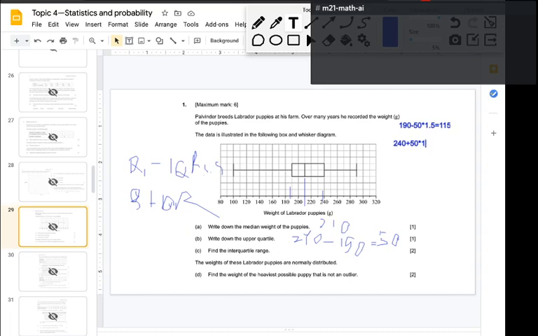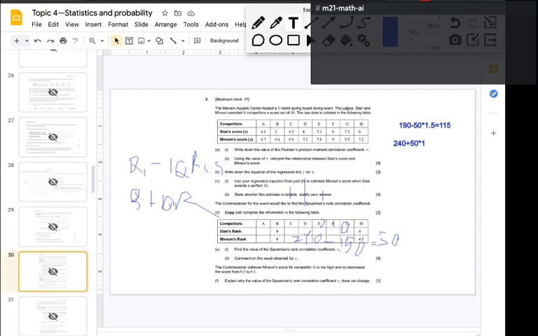The weight of the heaviest possible puppy that is not an outlier. So since you're asking for the heaviest possible weight that is not an outlier and none of these points pass the outlier area, that means that the heaviest puppy that is not an outlier is 290 grams. Yeah, okay. Next question.